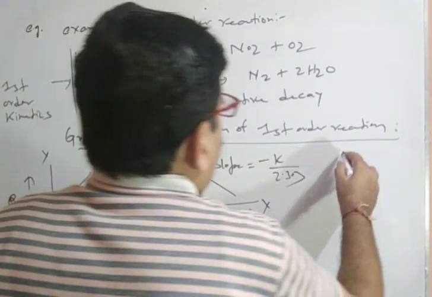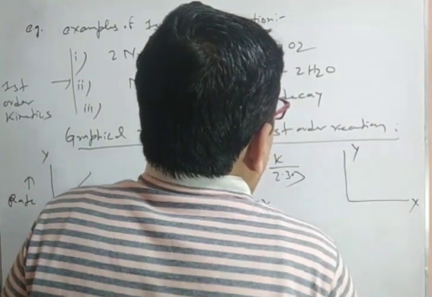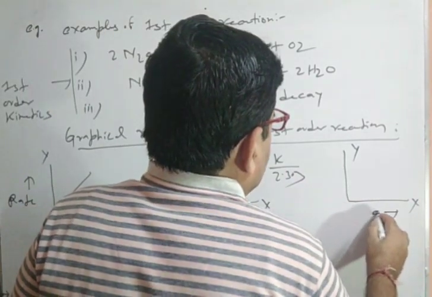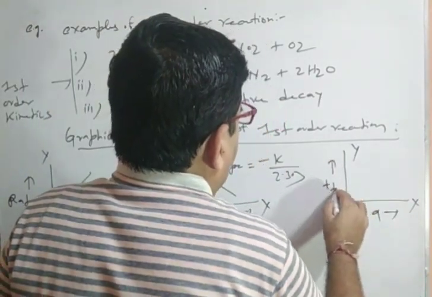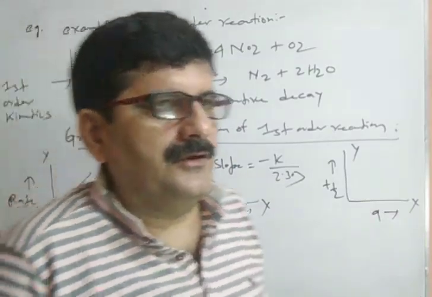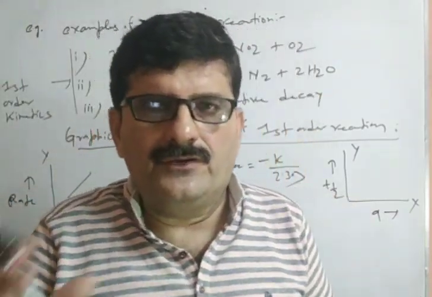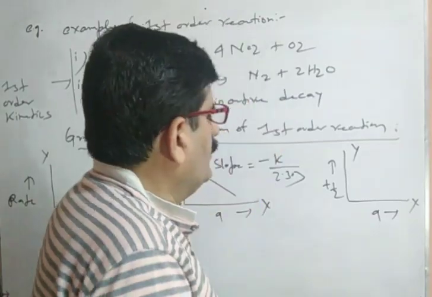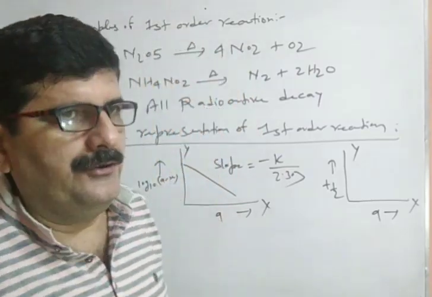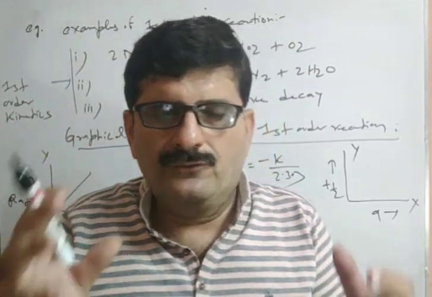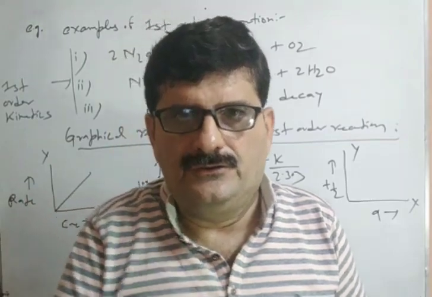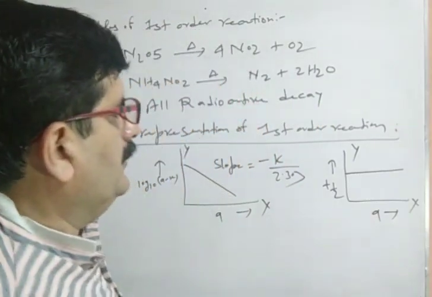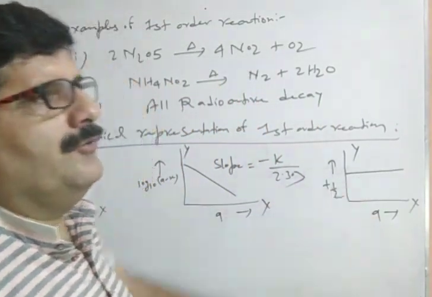If we draw the graph between initial concentration and t half. What is t half? The time during which the given concentration of the reactant becomes half of its initial concentration is called the half-life. The half-life period for a first order reaction does not depend upon the initial concentration. So this pattern of graph is obtained, a straight line parallel to the x-axis.